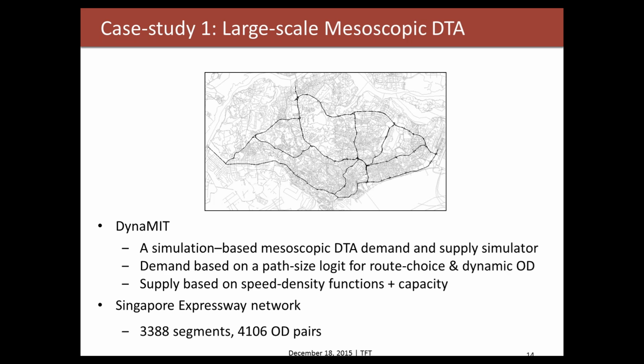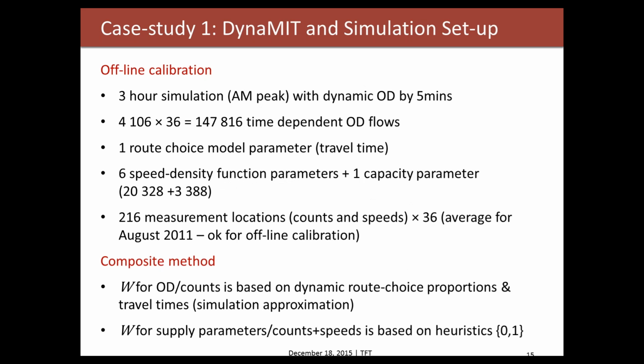In the figure above, you can see the entire road network for Singapore, and what we did was select just the expressways, which count a total of about 3,400 segments and 4,000 OD pairs. So in terms of problem size, we started with a simulation of only 3 hours, but with a dynamic OD every 5 minutes. This results in a total of about 150,000 time-dependent OD flows.